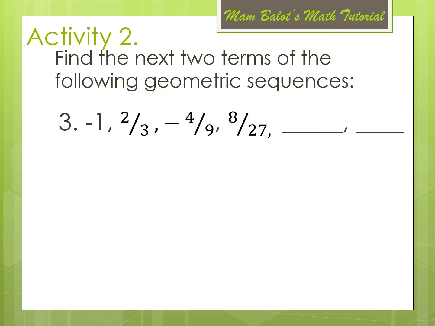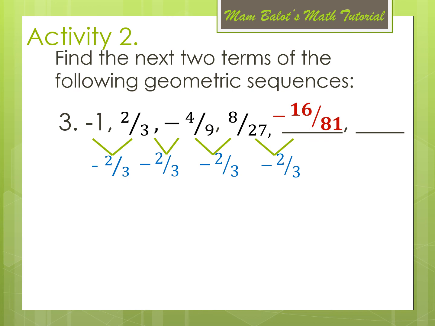Example number 3. We have -1, 2/3, -4/9, 8 over 27, blank and blank. In this sequence, the ratio here is -2/3. So we need to multiply each of the terms by -2/3 to get the next term. So therefore, the first blank would be 8 over 27 times -2/3. It is now equal to -16 over 81. And multiply by another -2/3 and it resulted to 32 over 243.